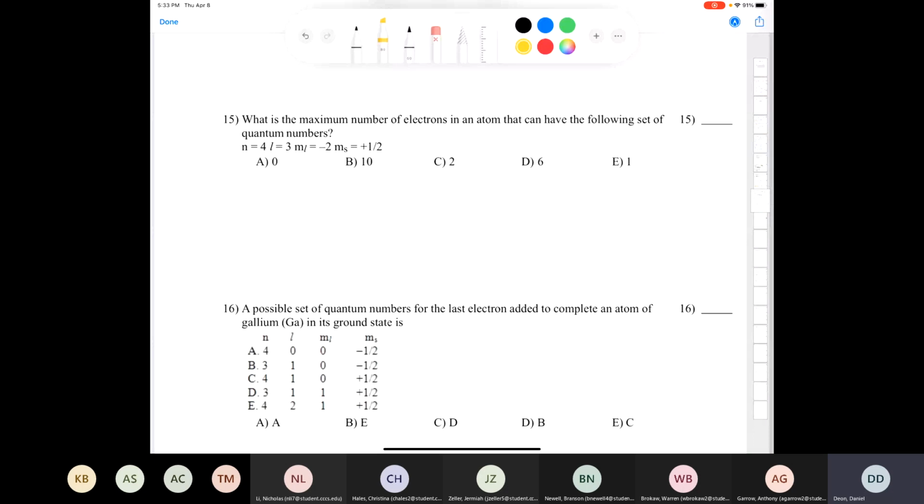Okay, number 15. We did a question like this in our practice problems. It says, what is the maximum number of electrons that can have the following sets of quantum numbers? I'll throw this out there to my students. We have n, we have L, we have ML, and we have MS. Does anybody have an idea what the answer to this one would be?